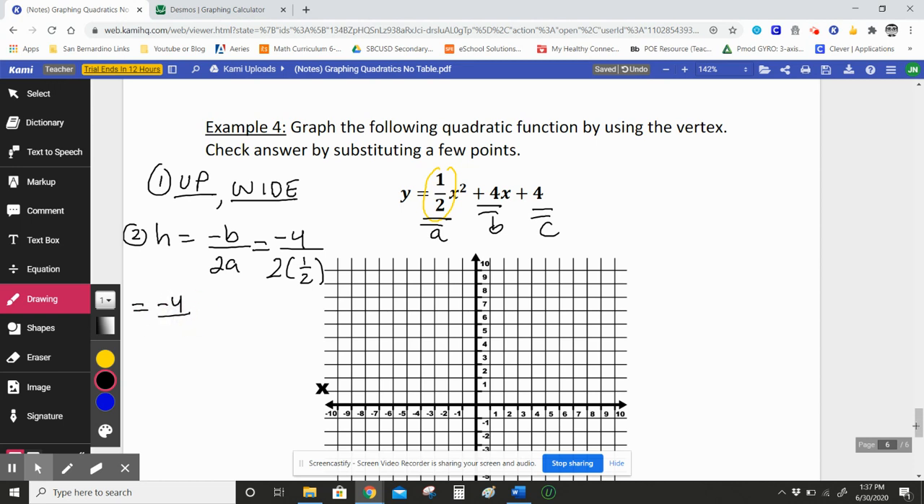I didn't mess with that. On the bottom, the 2 and the 2 cancel. So we get a 1 left over. When the 2 and the 2 cross out, we basically are left with negative 4. So now my h is negative 4. We have to figure out what the k is.